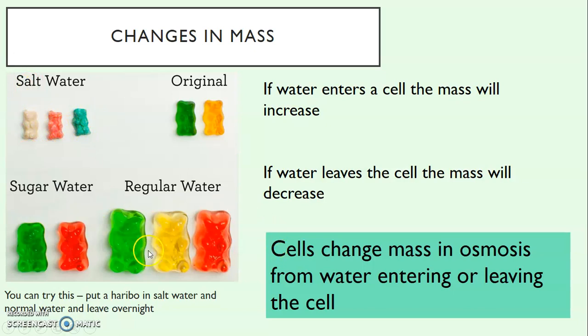and it's going to cause these gummy bears to shrink. If you put them in regular water, you're having the opposite effect. So inside will be the lower water concentration. So the water will move from the solution into the gummy bear and make them swell. So the cells can change in mass in osmosis from water entering or leaving the cell.